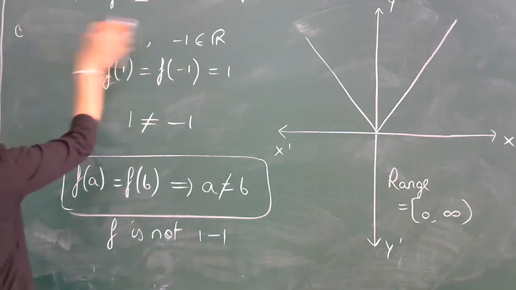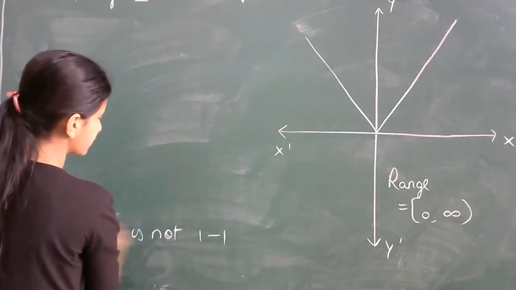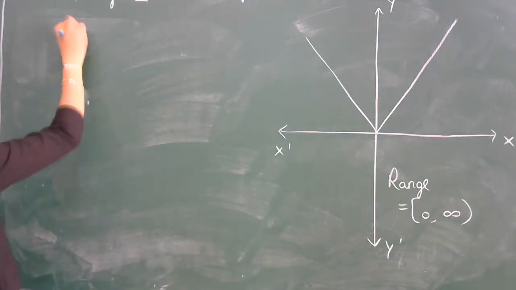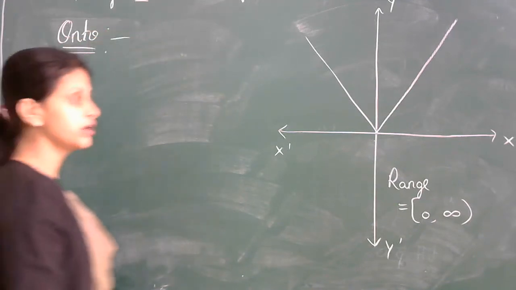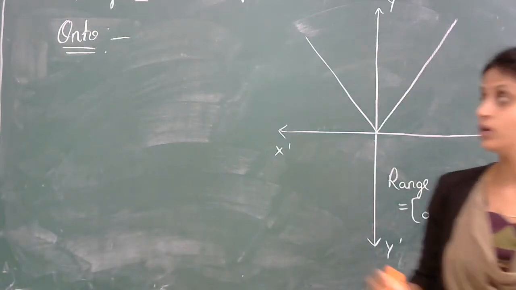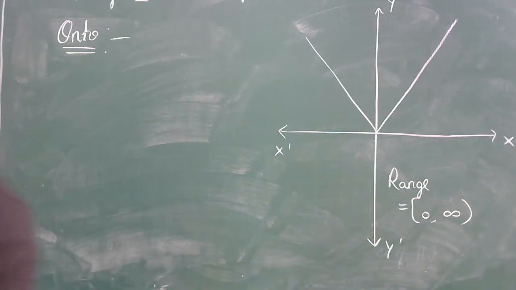Now tell me. Now they have already told that it is not onto also. Can you tell me the reasons, students? Please, I want reasons from you all. Why is the function not onto? Because it is not surjective. They have asked us to show that the function is not surjective. Can you tell me the reason why the modulus function is not an onto function? Very easy.